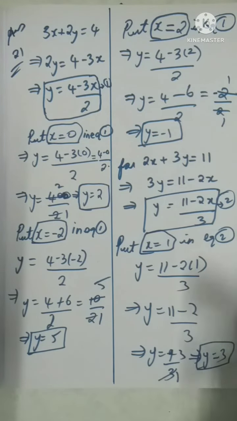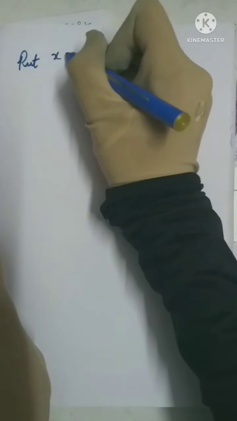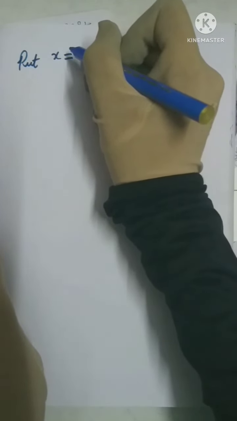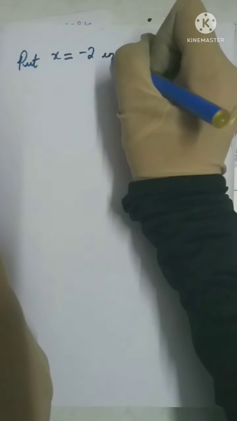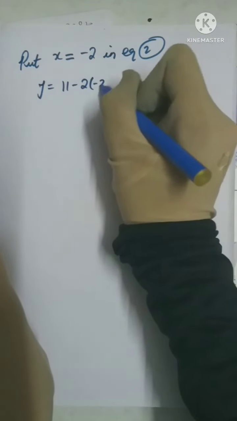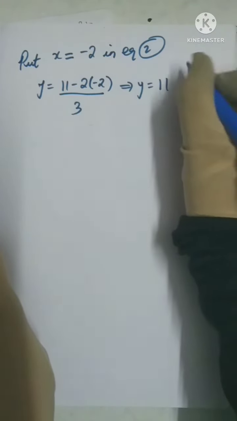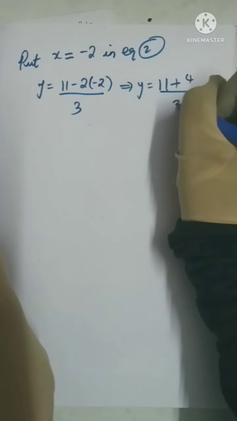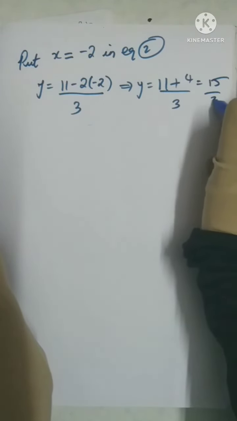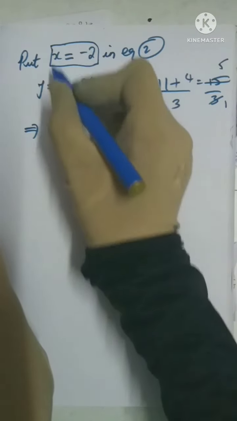Okay. Next we want 2 more points, so substitute and find out. Put x is equals to minus 2 in equation 2. What is the equation 2 we have? y is equals to (11 minus 2x) by 3. In place of x, we'll substitute minus 2. So we get y is equals to 11, minus into minus is plus, 2 2s are 4. So we have (11 plus 4) by 3. 11 plus 4 is 15, so we have 15 by 3. 3 5s are 15. So we get when x is minus 2, y is 5.